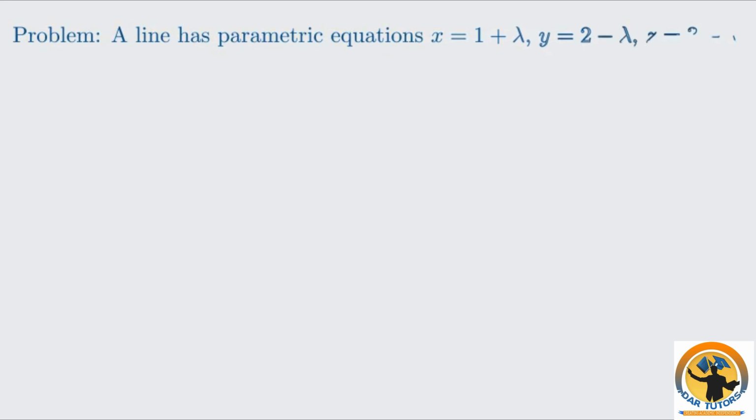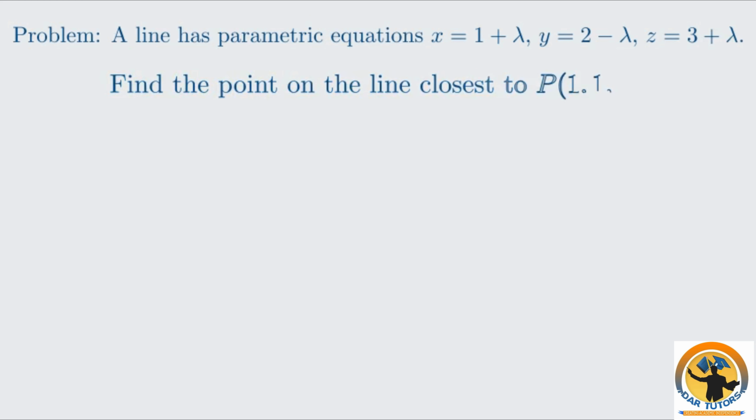Let's conclude with a final, more advanced problem that involves finding the minimum distance from a point to a line. A line has parametric equations x equals 1 plus lambda, y equals 2 minus lambda, and z equals 3 plus lambda. We want to find the point on this line that is closest to the point P with coordinates (1, 1, 2). Let X be any point on the line.